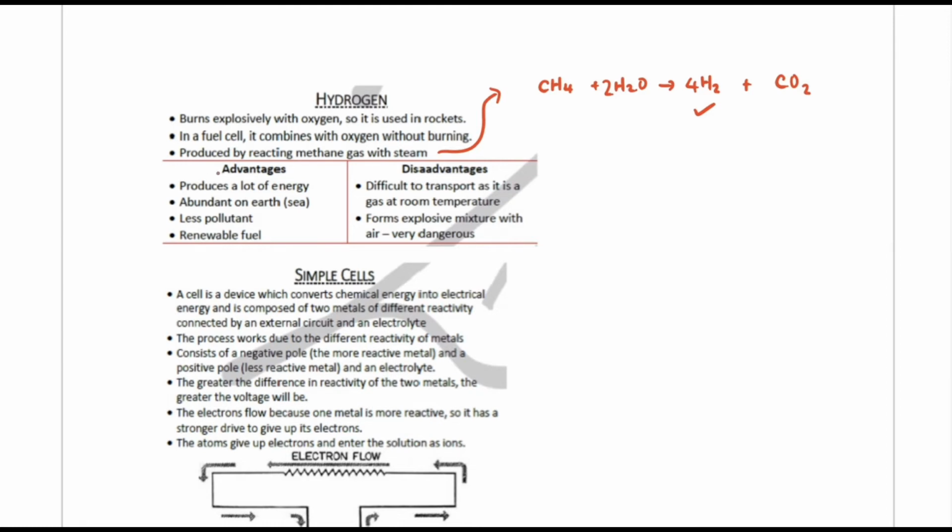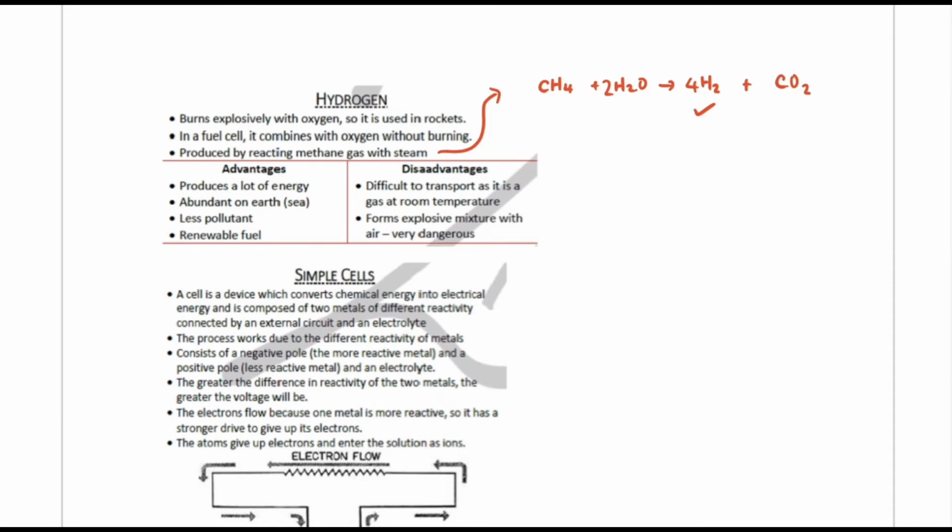Okay, so the advantages of using hydrogen as fuel. Produces a lot of energy. It's enough to make the rocket fly to outer space. That is enough. That is a lot. Abundant on Earth.